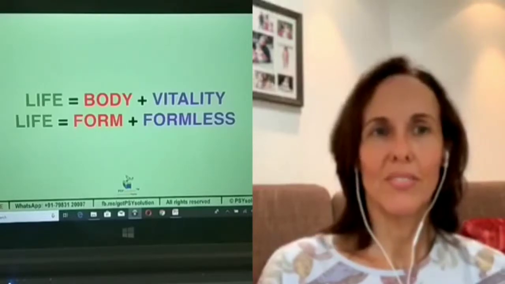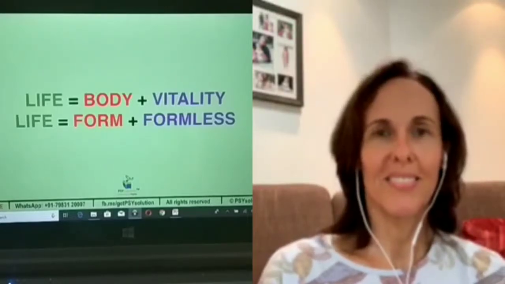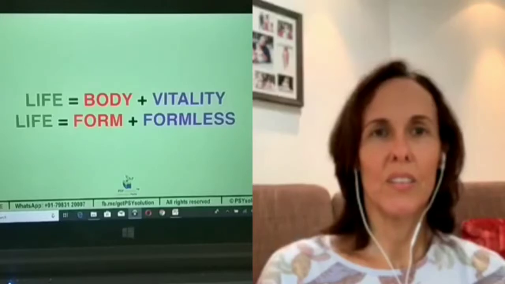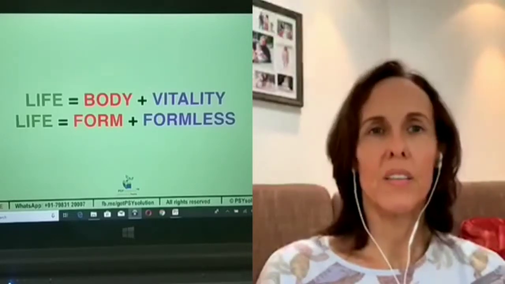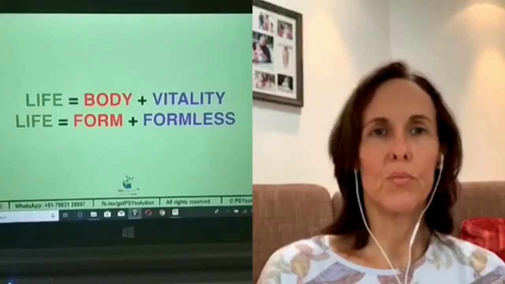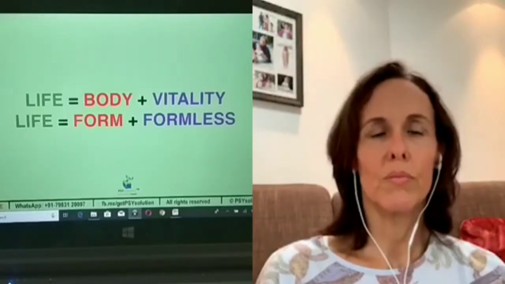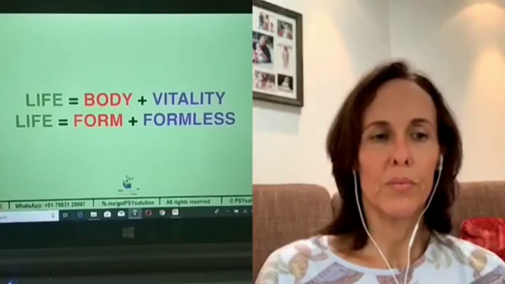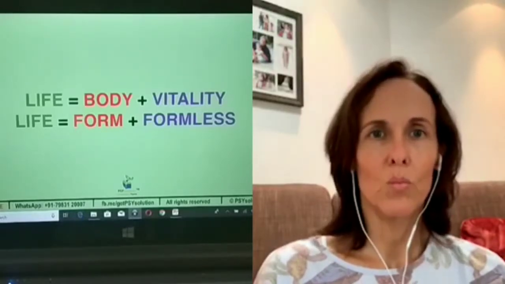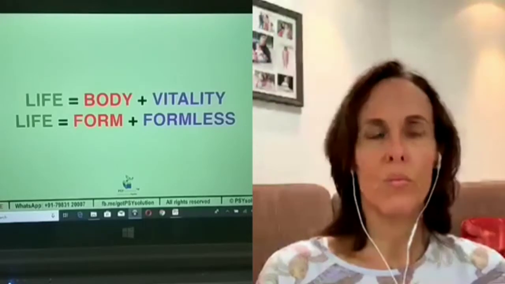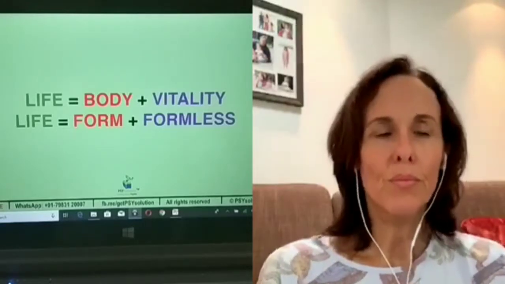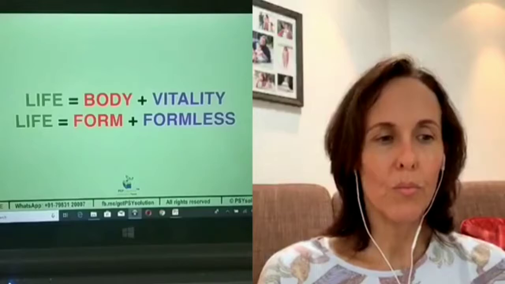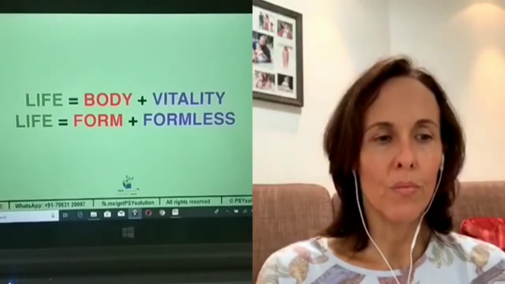So I'll start with this equation first. Life means a combination of body and vitality. Body is a visible form, and vitality is a formless existence within the body. So without the vitality, the body becomes a dead body. And without the body, the vitality is useless. If we don't have the body, then we cannot use the vitality for sure. So this first understanding is very much necessary to correlate physics and the nature cure.